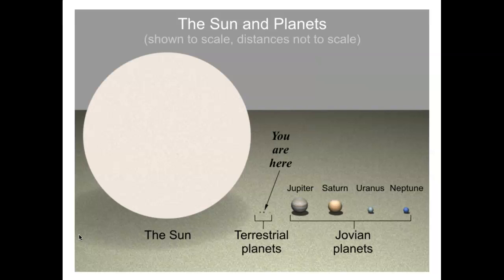There are the 4 terrestrial planets, like Earth. In fact, that's what the word terrestrial means. Literally, it means like Earth. And there are the 4 Jovian planets, and the word Jovian means like Jupiter. Why aren't all of the planets the same type? Why aren't they all similar? Why are there 2 types of planets?